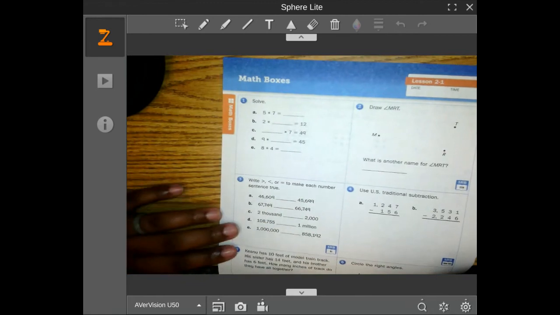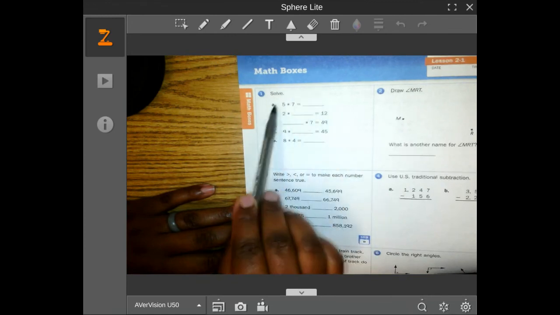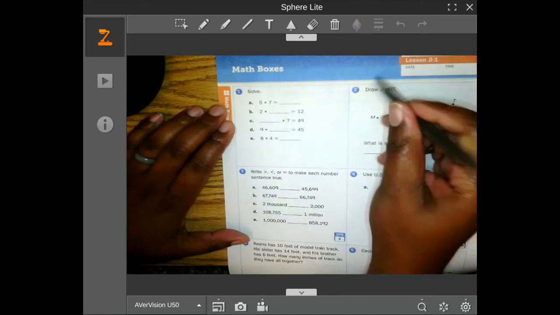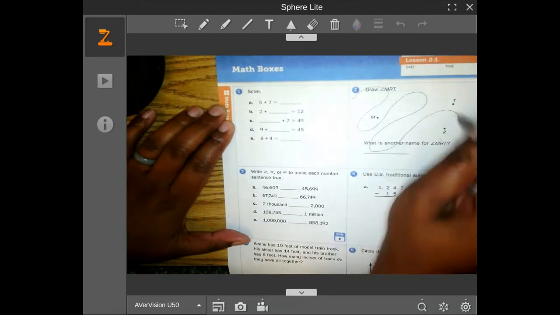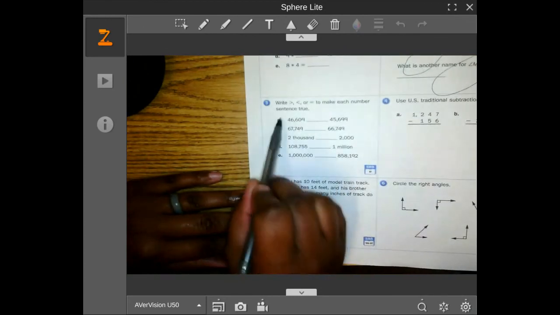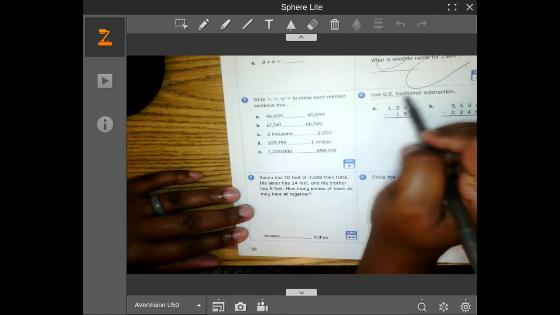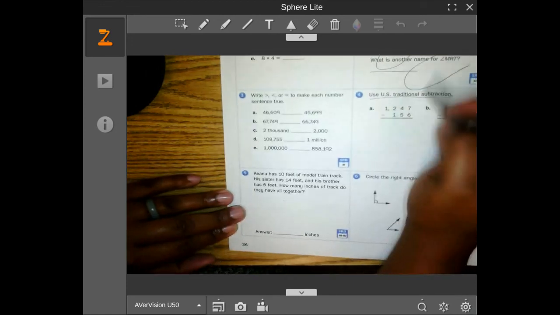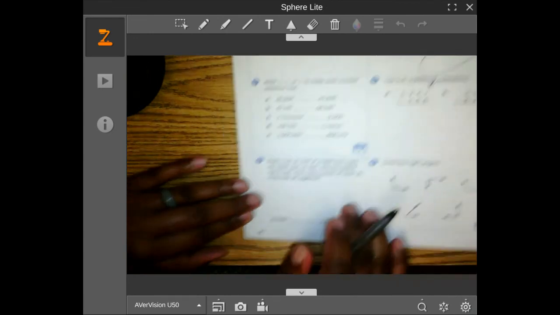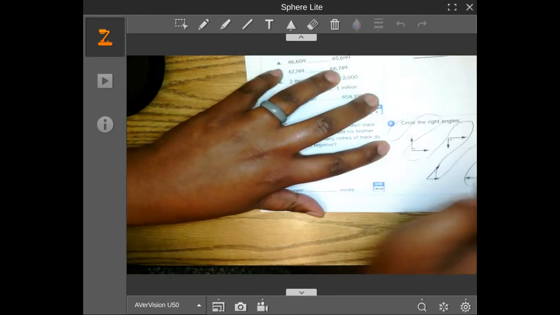After you have submitted your array assignment, you're going to complete the math boxes. You are going to solve. These are practicing our multiplication skills. Number 2, we are not going to address, so you can put a line through that. I want you to answer number 3, A through E. Number 4, using traditional subtraction. Just a reminder, start with the ones column. And then answer number 5. We're not going to answer number 6.